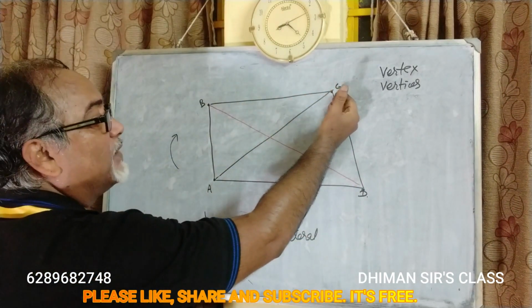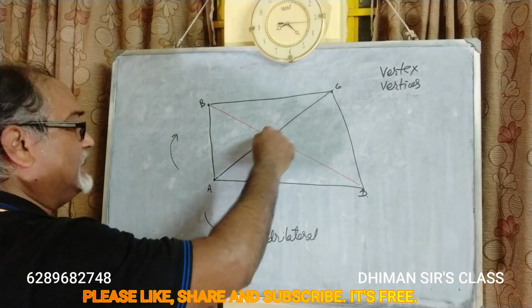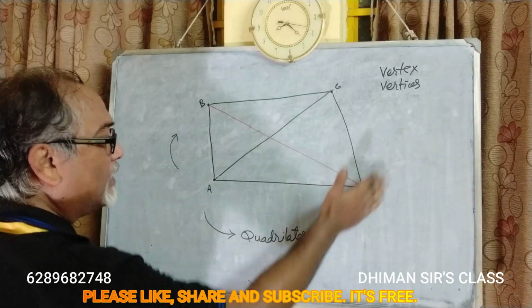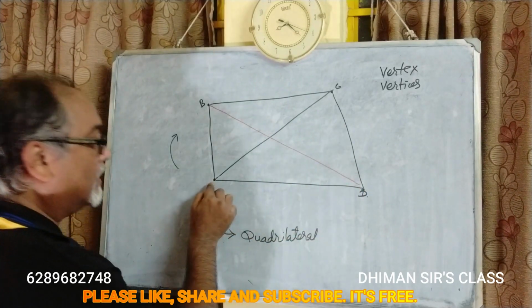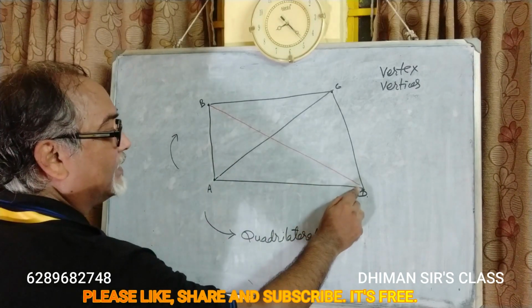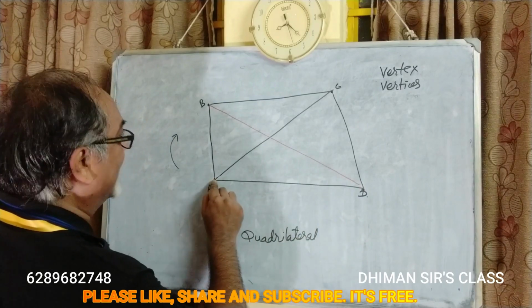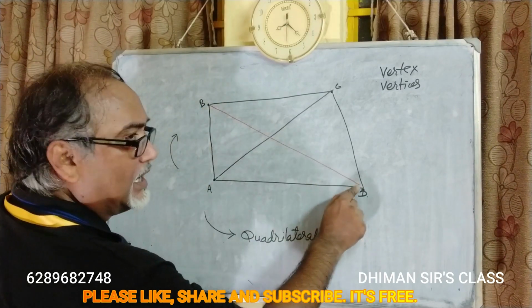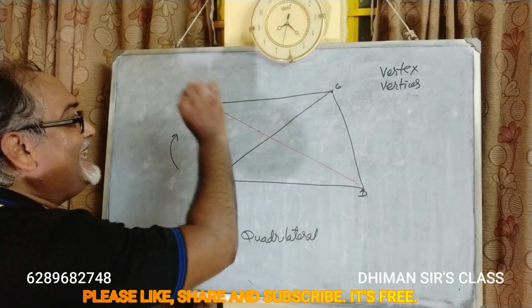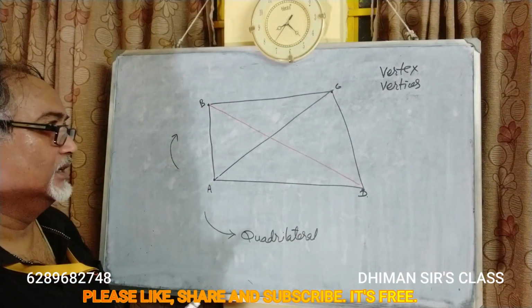Similarly from C, you will draw a diagonal. If you are moving this side, skip D, come to A, and join this. Okay? From D, if you are moving this side, start from here, skip this A, and join here. A diagonal is formed. So from each vertex like this, we can draw diagonals.